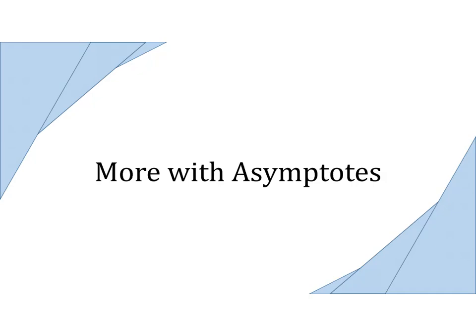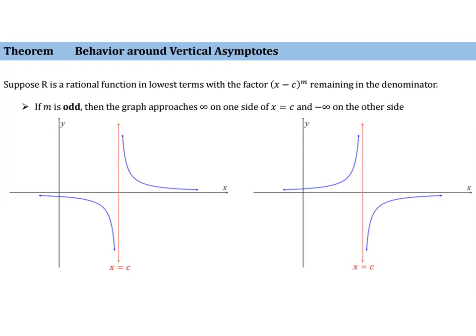Now that we have discussed how to determine whether or not a discontinuity corresponds to a vertical asymptote or a hole, let's deal more with some asymptotes. Whenever we look at a vertical asymptote, we can determine the behavior around that vertical asymptote by looking at the exponent on that factor in the denominator.